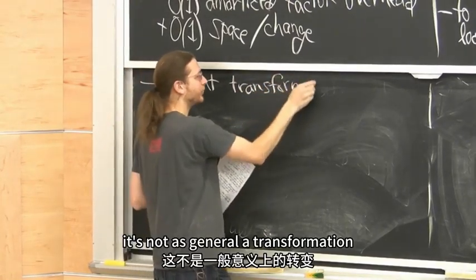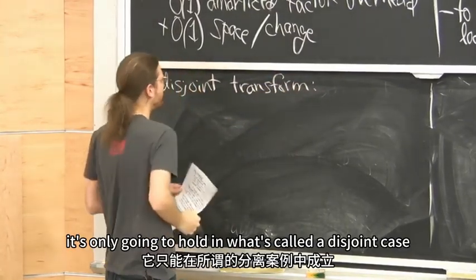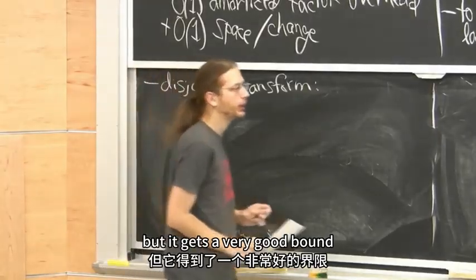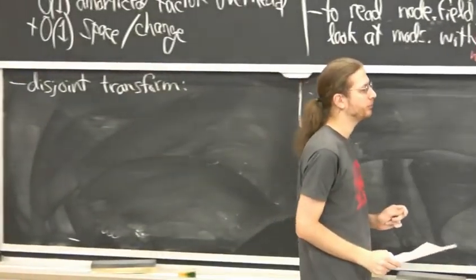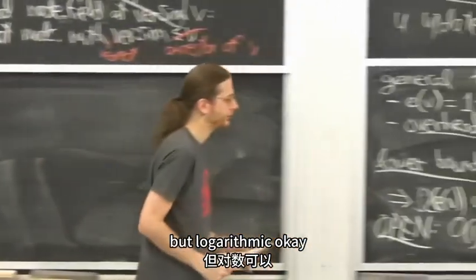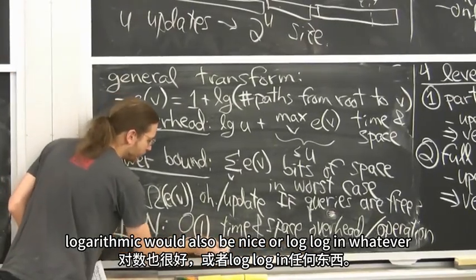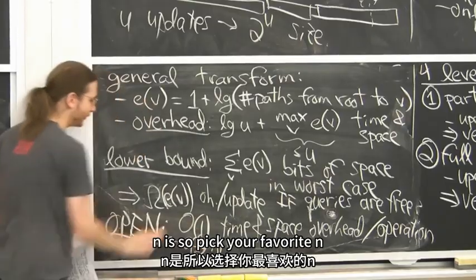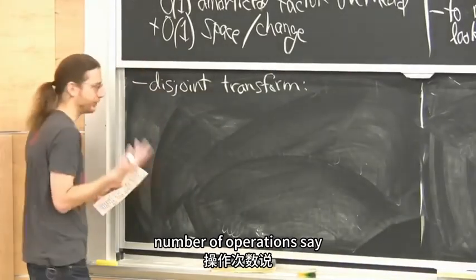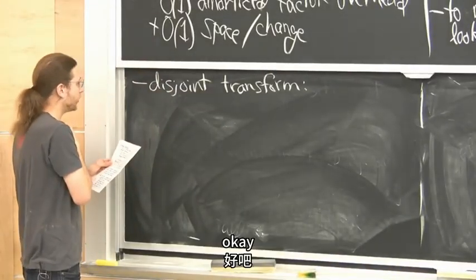It's not as general a transformation. It's only going to hold in what's called a disjoint case, but it gets a very good bound. Not quite constant, but logarithmic. Okay, logarithmic would also be nice. Or log n, whatever n is. So pick your favorite n. Number of operations, say.